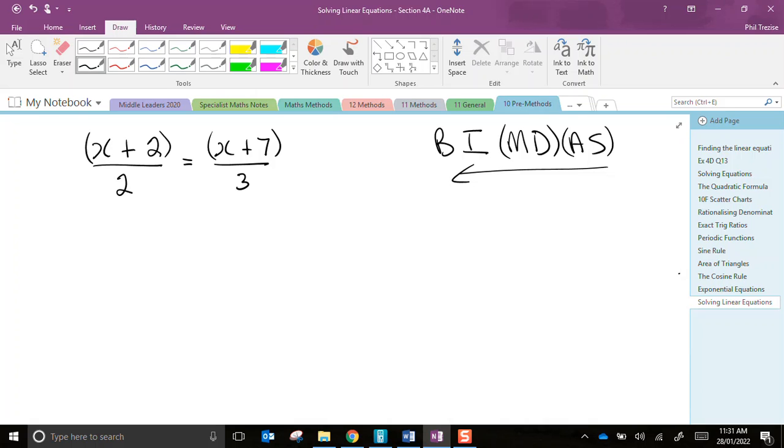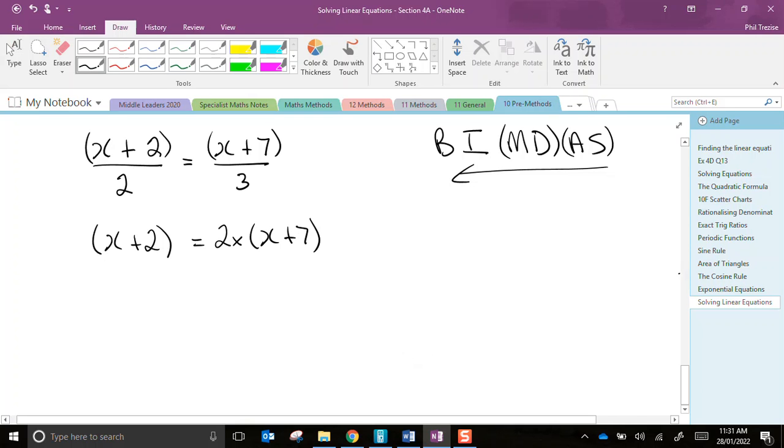So let's see what would happen. If I leave the x plus 2 and the x plus 7 where they are, I can actually deal with the divide by 2 immediately. The opposite of divide by 2 is multiply by 2. So I transpose the 2 to the opposite side and make it multiply. I can do the divide by 3 in the same step. The opposite of divide by 3 is multiply, so the 3 will appear over here on the left.